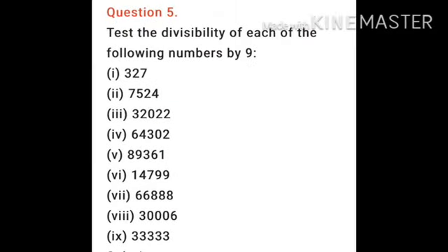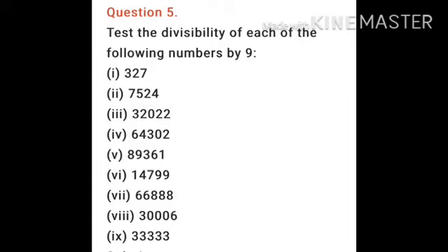Now the next question is to test the divisibility of each of the following numbers by 9. Okay, I will take one question, part 5, 89361. The divisibility rule of 9 is to add up the digits and check whether the sum is divisible by 9 or not. 8 plus 9 plus 3 plus 6 plus 1. The sum of the digits is 27. Is 27 divisible by 9? Yes. 9 times 3 is equal to 27. So the entire number is divisible by 9.